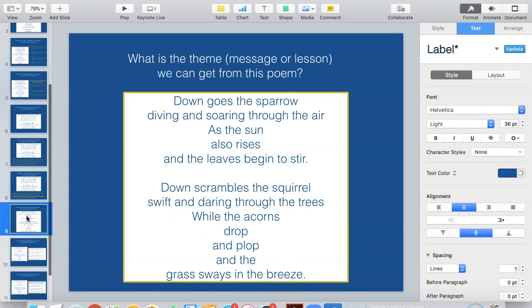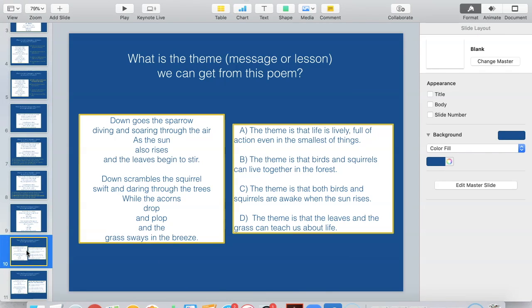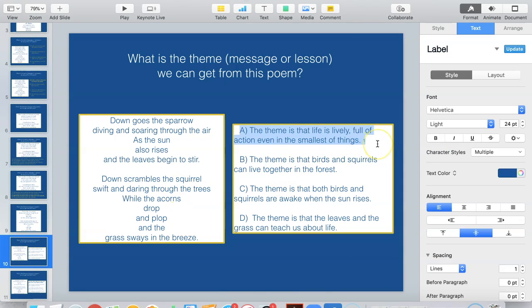Okay, so let's take a look at this further. The theme is that life is lively, full of action, even in the smallest of things. Okay, that sounds pretty good, right? We've got a little sparrow, a little squirrel. We know what the sparrow is doing. We know what the squirrel is doing. So life is lively and full of action. That actually sounds really good, but let's go ahead and see if there's anything better just in case. It's good to check. The theme is that birds and squirrels can live together in the forest.